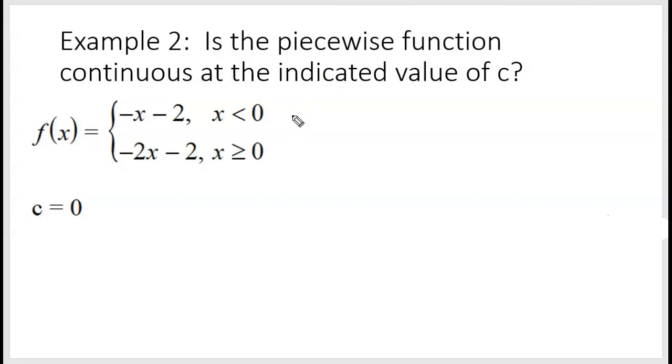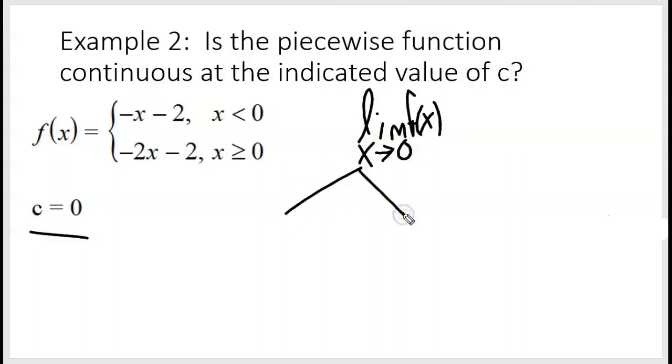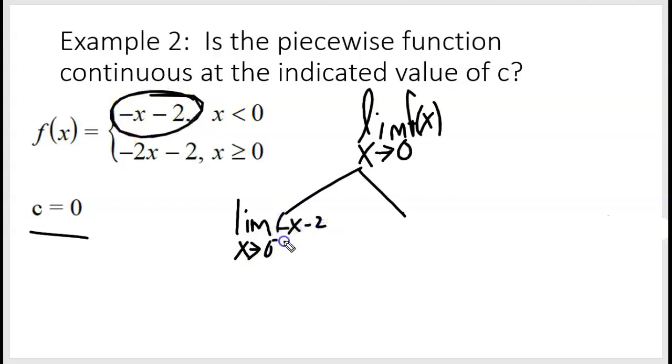So what we want to do is first of all, we want to find the limit of my function as x approaches the c value that they give us. Okay. Now to do that, we need to find two separate limits. I need to find the limit as x approaches 0 from the left, which is going to be this piece. And I also need to find the limit as x approaches 0 from the right, which is going to be this piece, because that's where x is greater than, right?